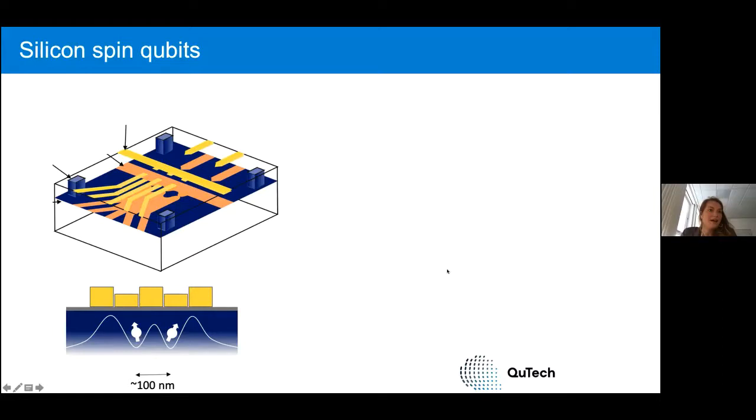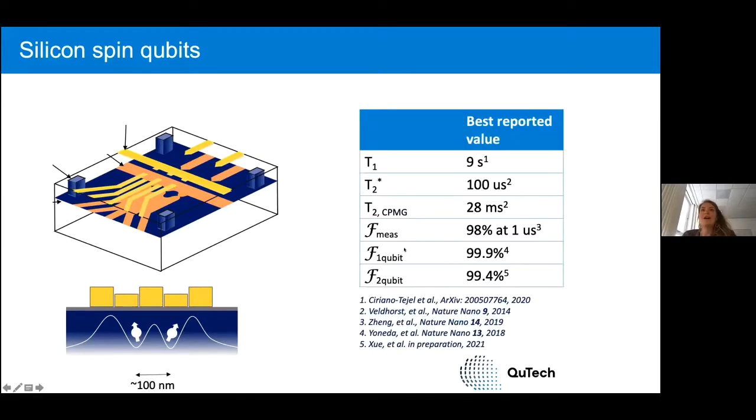So spin qubits have lately presented themselves as promising qubit candidates. First of all, I show you some metrics. We have a relatively long coherence time. You see here T2 of about 28 milliseconds. Moreover, we have a single qubit gate fidelity now of over 99.9%. And only recently, my colleague here in Delft managed for the first time to get a 2-qubit gate fidelity of over 99%. So we're really excited about that.